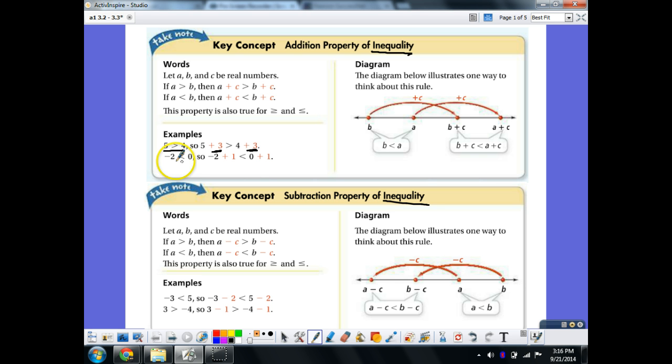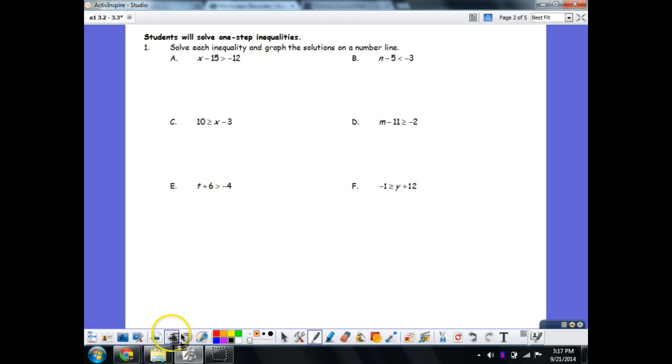And so on. If negative 2 is less than 0, which is true, then negative 2 plus 1 will be less than 0 plus 1. And the same is true for subtraction. If A is greater than B, then A minus C is greater than B minus C, and so on. So negative 3 is less than 5, so therefore negative 3 minus 2 will be less than 5 minus 2. That still holds true. So we are going to solve these inequalities using the same methods we use to solve equations. And in this first set, we are just going to solve them the same way.